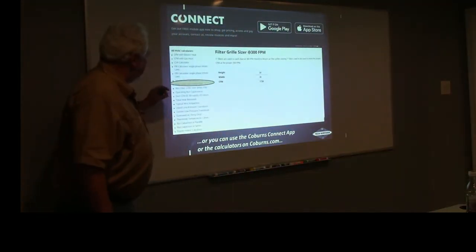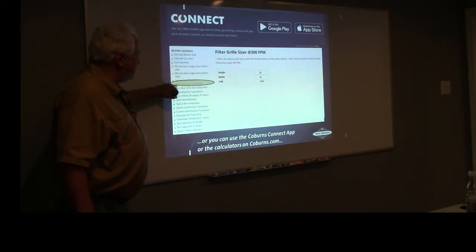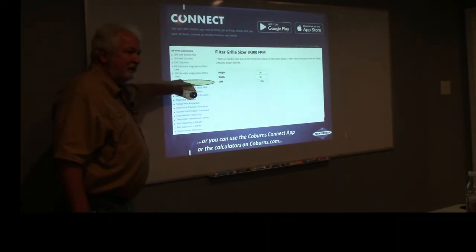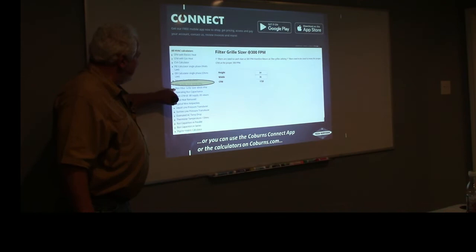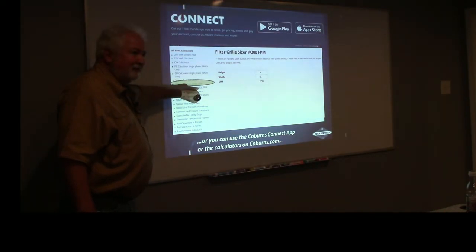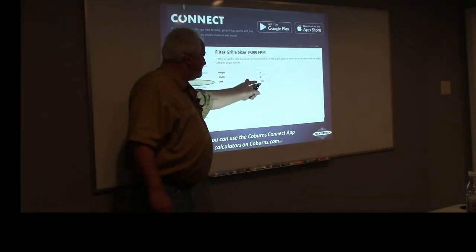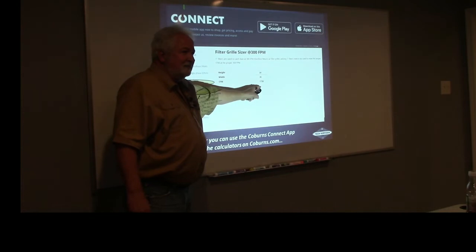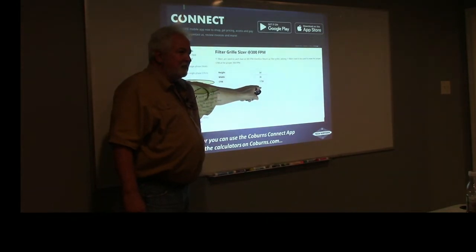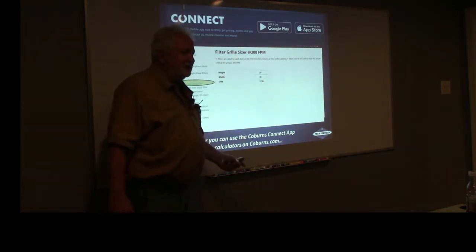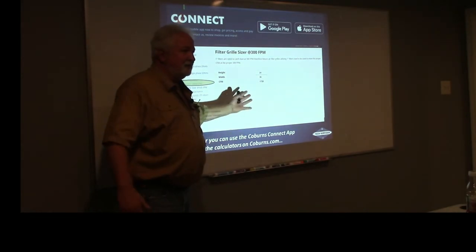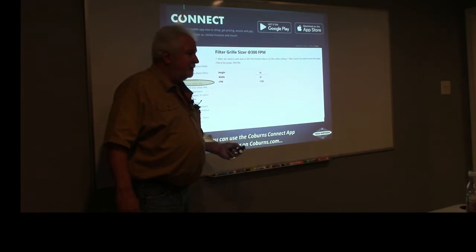Guys, look at this. On the calculator, I've got filter grill sizer at 300 feet per minute. Right underneath it, I have non-filter grill sizer at 500 feet per minute. How cool is that? So if I put in a 24 by 36, it gives me the CFM. You don't even have to do the height times width times 2 because we did it for you. Like it? Love it. Right here.